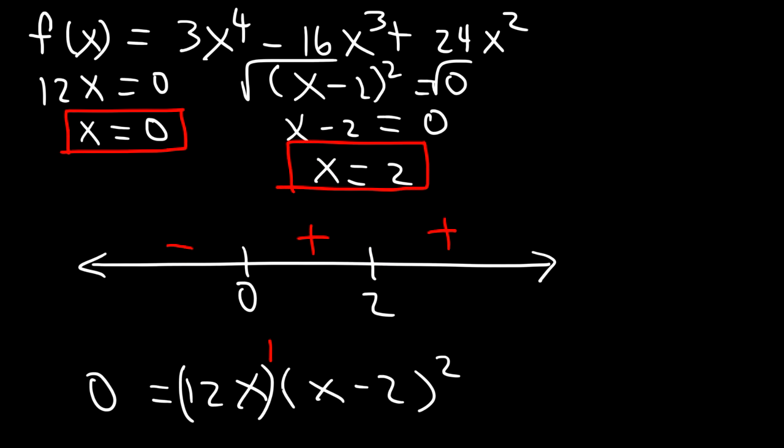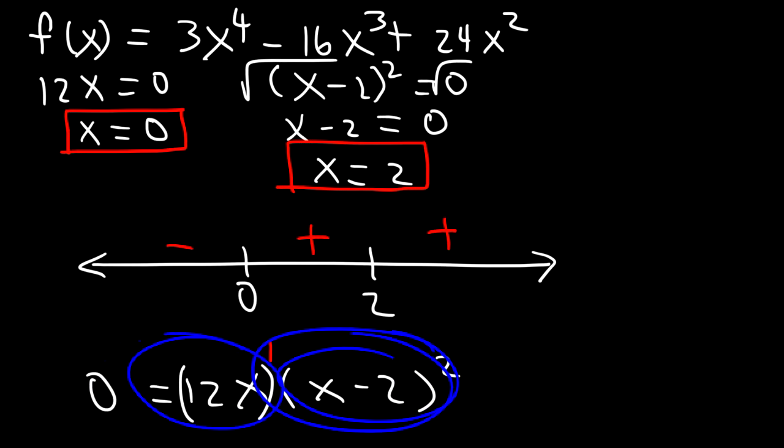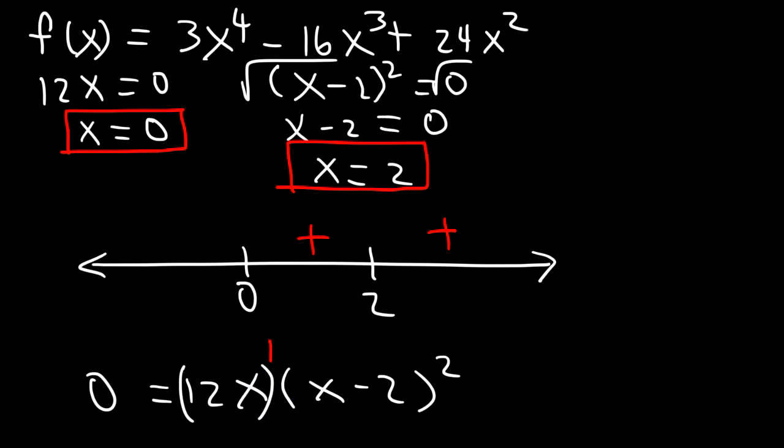So let's pick a number between 0 and 2. Let's try 1. 12 times 1 is positive. 1 minus 2 is negative. But once you square it, it becomes positive. So we get a positive result. Now let's try negative 1. 12 times negative 1 is negative. Negative 1 minus 2 is negative 3. But when you square it, it becomes positive 9. So you have a positive number times a negative number, and that will give you a negative result.